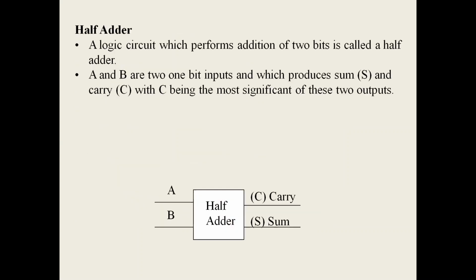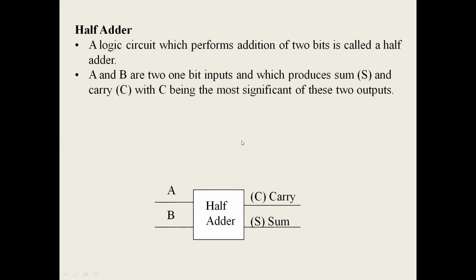So let us talk of the combinational circuit, and let us take a first example of a simple half adder. What a half adder does is it logically adds 2 bits, and it will not use any carry. Therefore, it is called a half adder. So A and B are two 1-bit inputs, as you can see over here, and the outputs are carry and sum.